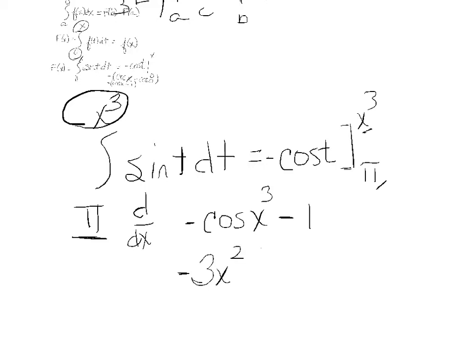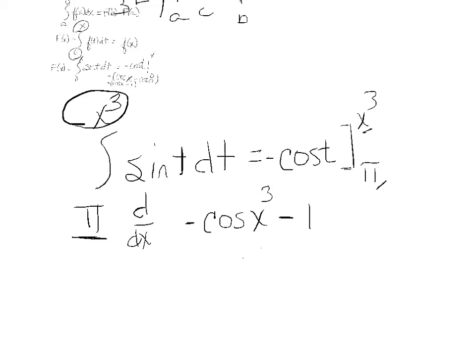Wait, wait, wait. Wait, what? What's the derivative of the cosine? Wait, I thought it was f of b minus f of a. Hang on. We're taking the derivative, not the antiderivative. We'll have to use a chain rule. We don't do f of b minus f of a when we're taking a derivative. I'm so lost. 3 cosine squared x negative sine.